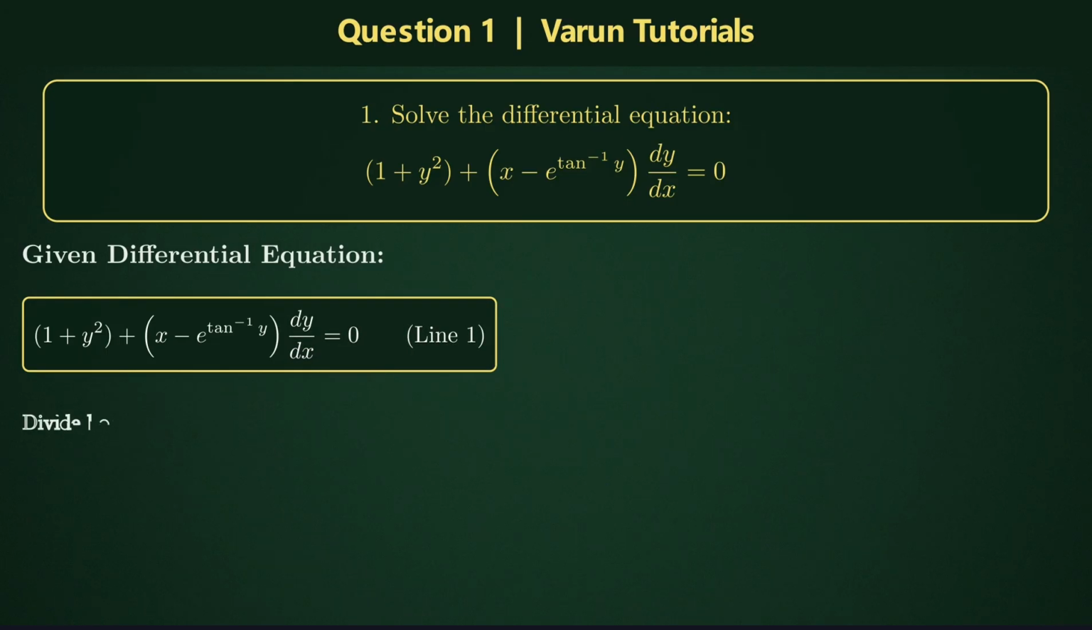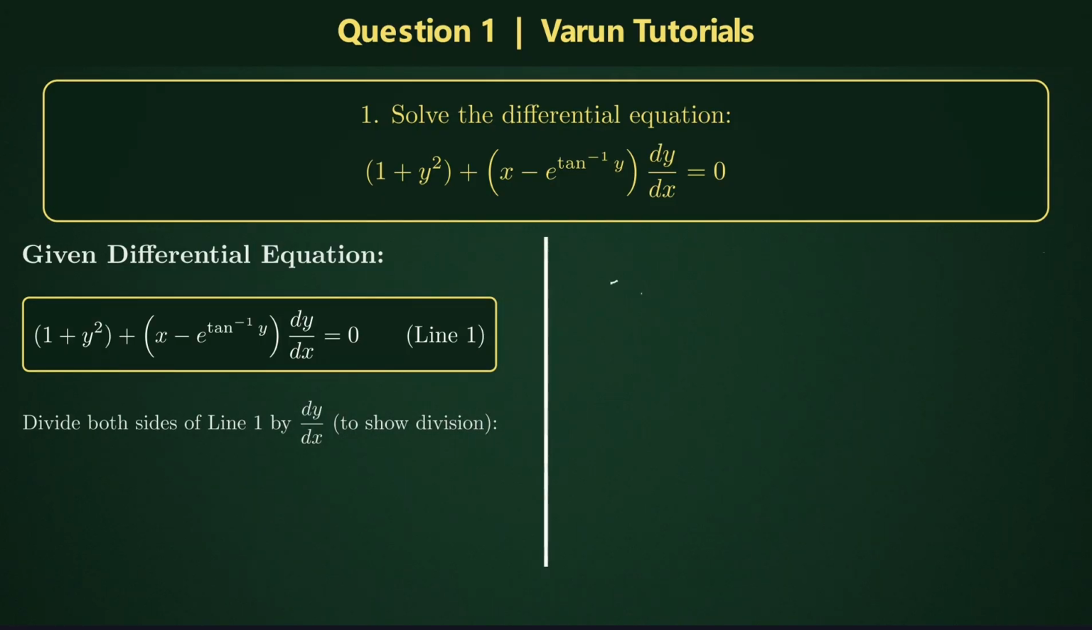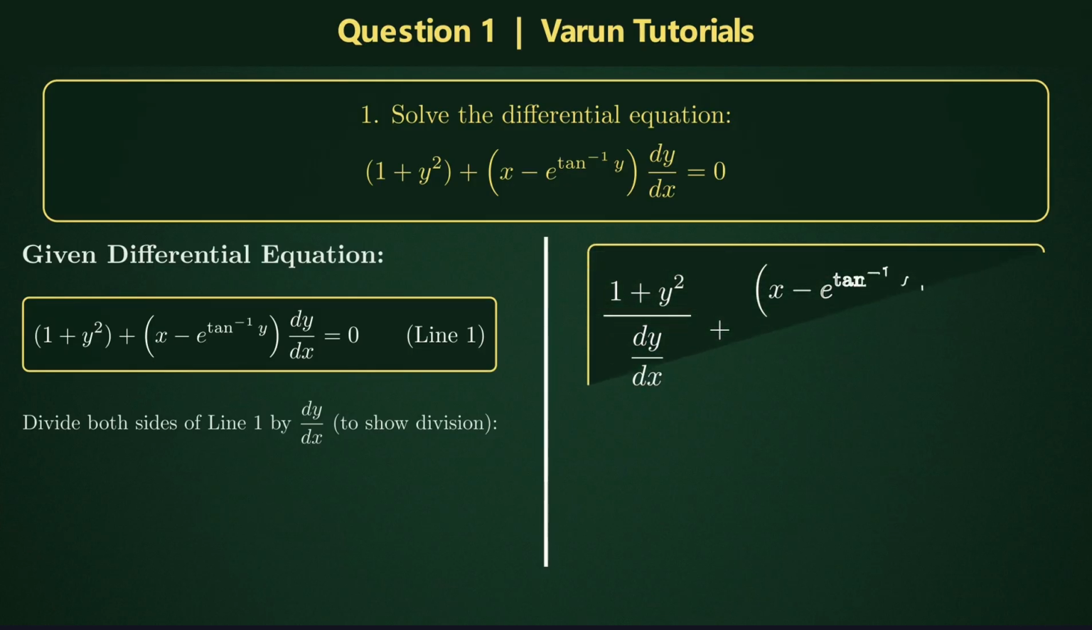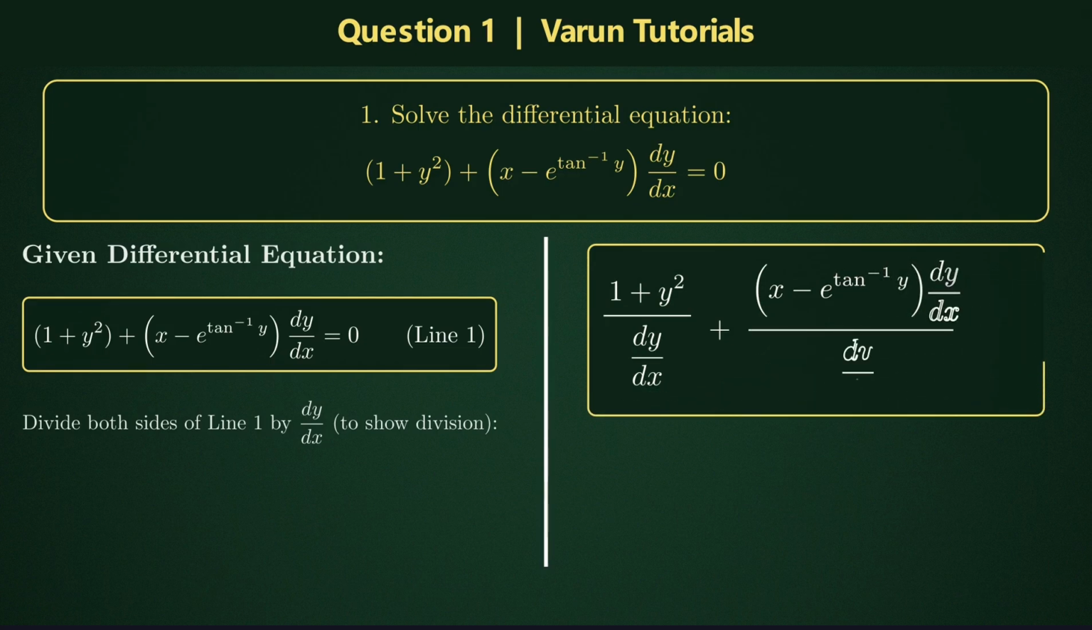To solve, we divide both sides of line 1 by dy by dx, which is the same as multiplying by dx by dy. This gives our full divided form, 1 plus y squared over dy by dx, plus the quantity x minus e to the tangent inverse of y, times dy by dx, over dy by dx, equals 0. We cancel the dy by dx terms from the second term. Let us write down the simplified expression after this cancellation.